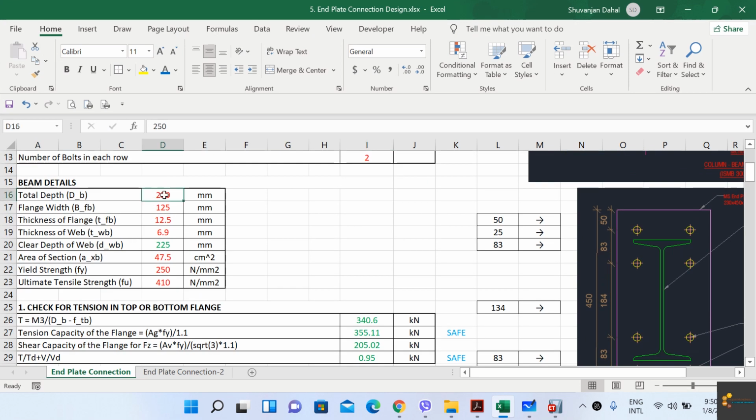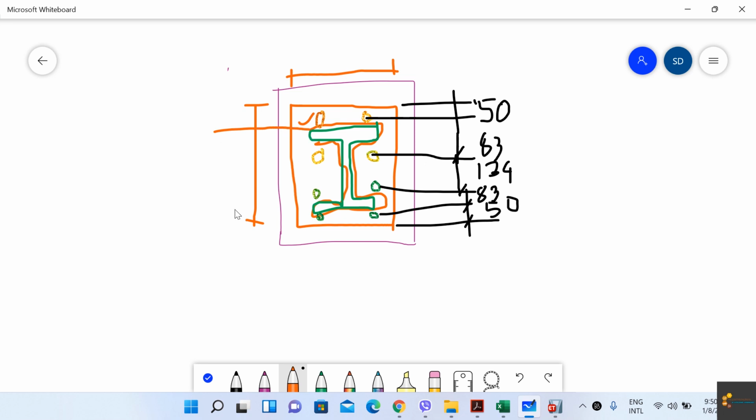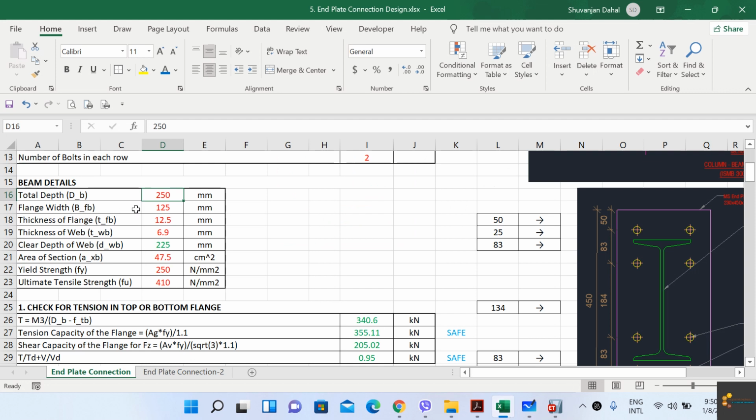So here are some beam details for the ISMB 250 beam. The total depth of beam is 250 mm. That means the total depth of this beam from here to this edge will be 250 mm. The flange width is 125 mm. That means this is the flange width. Thickness of flange 12.5 mm. Thickness of web 6.9 mm. Clear depth of web is given as the total depth minus 2 times thickness of flange. So 250 minus 2 times 12.5 gives you 225 mm. Area of section 47.5 cm².